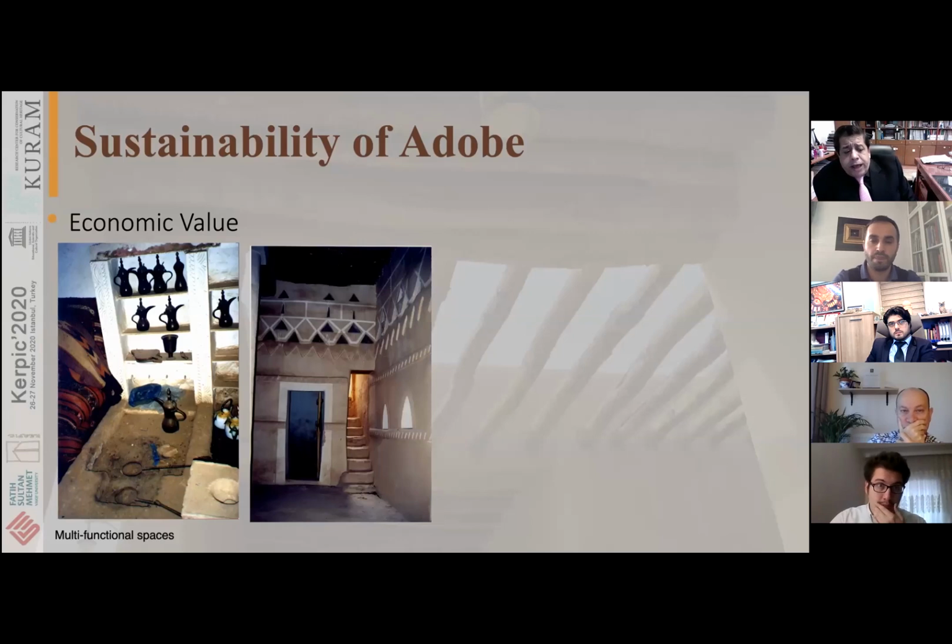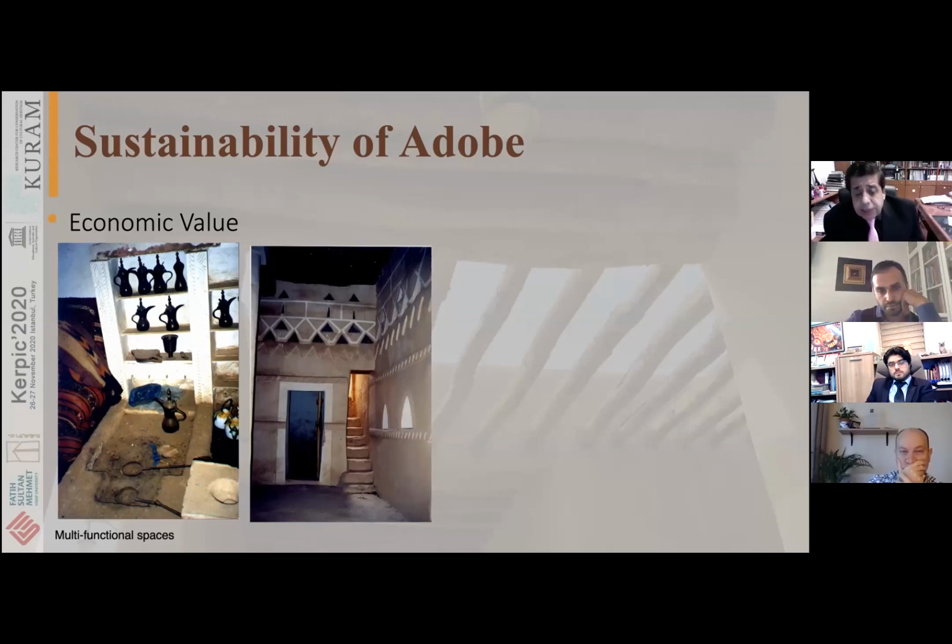Spaces of adobe houses in Najd are multifunctional. There is no waste of space. There are no spaces assigned for certain uses except the male guest rooms. It's the only place assigned for a certain use. But the other spaces could be used for anything, and this is one of the economic merits of adobe architecture of Najd of Saudi Arabia.